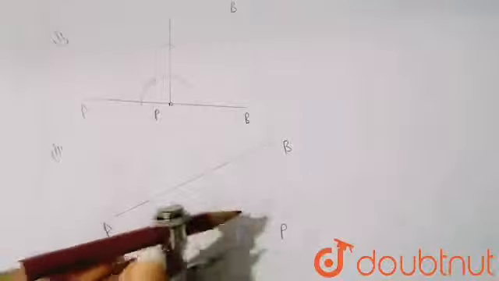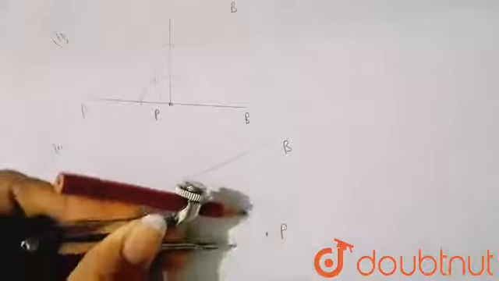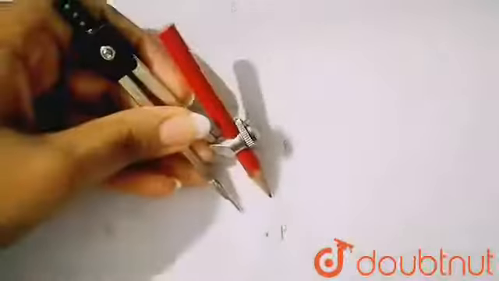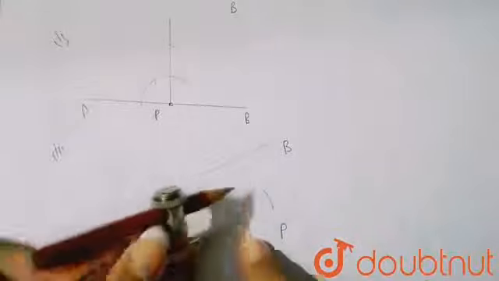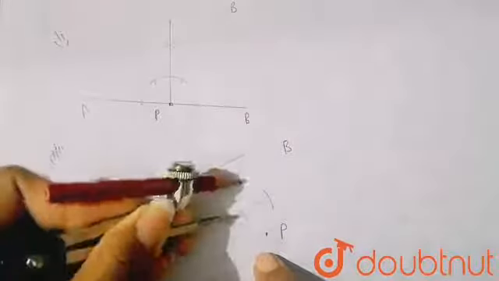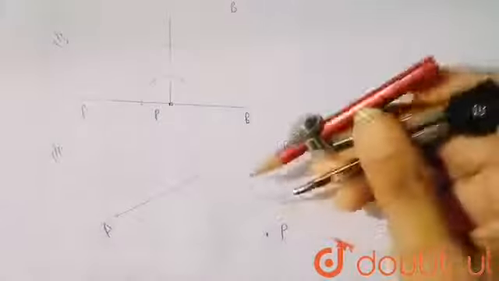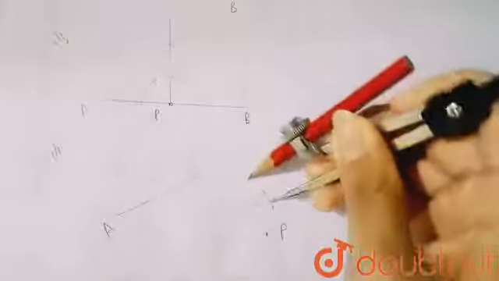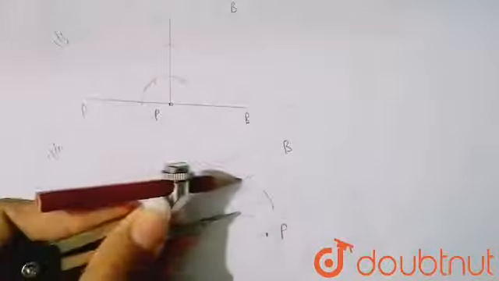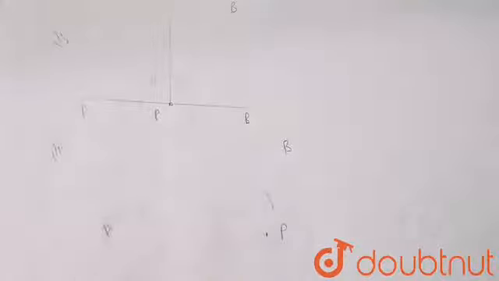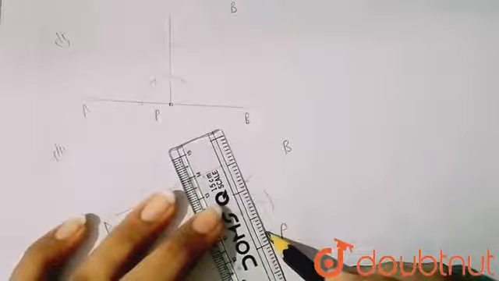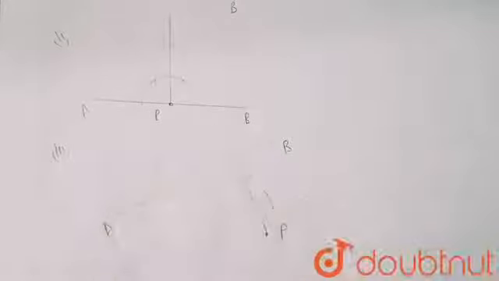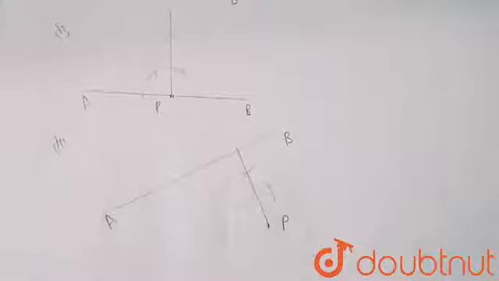Now by putting at this point, I will cut an arc here. Similarly, I will cut an arc here. Now at this point you will put, so you will cut an arc here. Similarly, by this point, you will cut an arc here. So they will be like this. Now a straight line will be passing through P. So this is my perpendicular of AB. So I hope you understand the question.